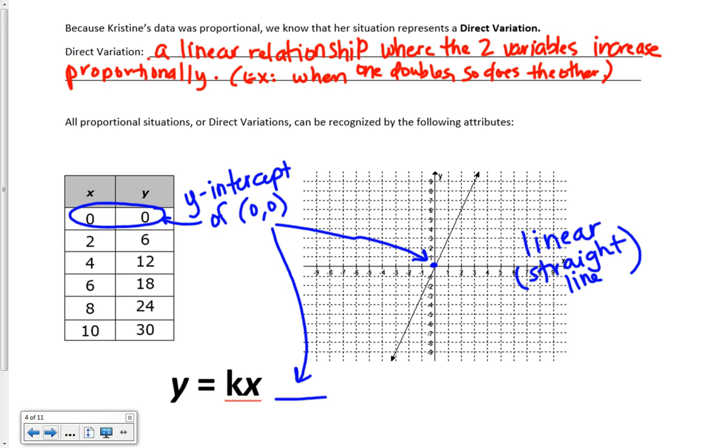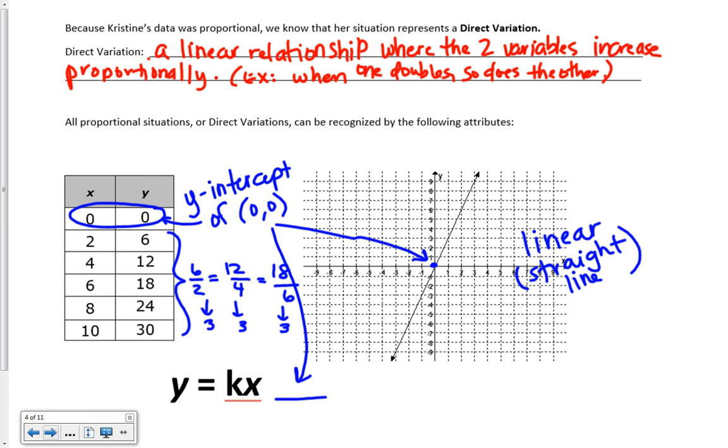What else? You also have to look for that proportion, obviously, right? All of the data points have to simplify to the same thing. So for this one, we've got 6 over 2, which is the same as 12 over 4, which is the same as 18 over 6, et cetera, et cetera. They all simplify to 3. So if it's a direct variation, everything will simplify to the same number.